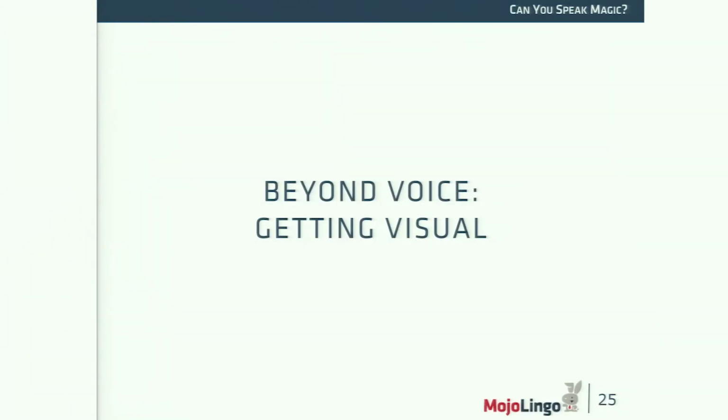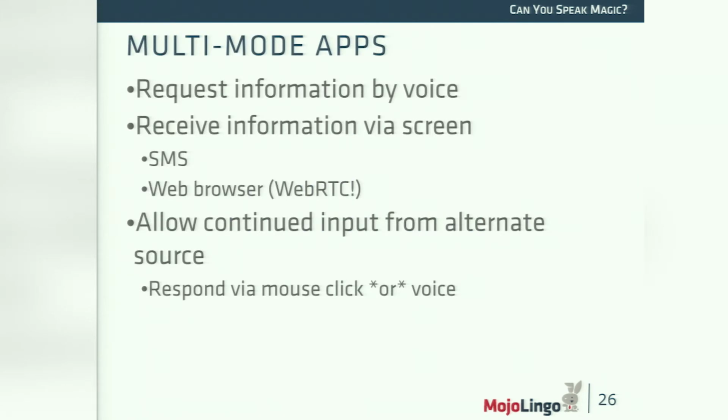So multimodal apps: you can request the information by voice, but then you can receive that information by another channel, maybe by some kind of screen, a text message, web browsers. WebRTC, I think, is going to be huge here. The ability to dynamically draw to a screen, animations or links, or to push information and have audio go with that, I think is tremendous.